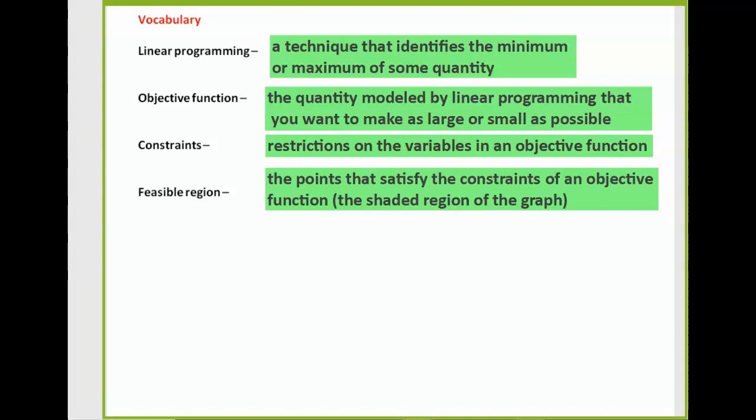Constraints are restrictions on the variable in an objective function. Oftentimes, constraints are domains not being able to be negative. Time can't be negative, so that's a constraint we will see. If we're talking about producing a number of items, you can't produce negative items, so that would be a constraint we might see.